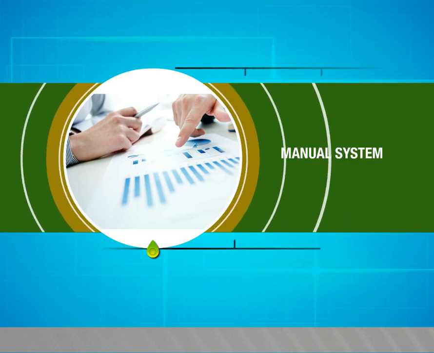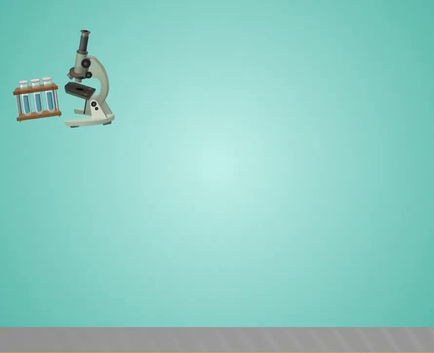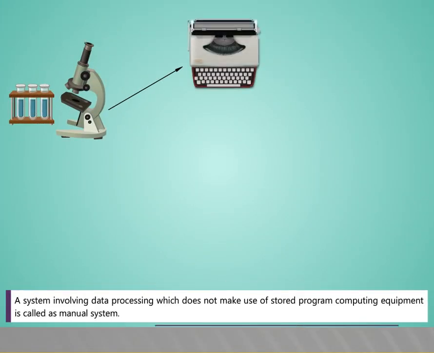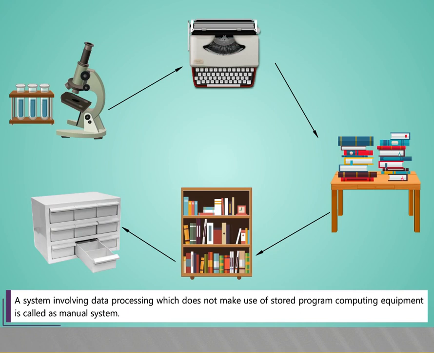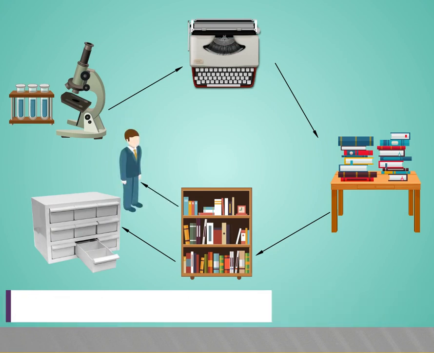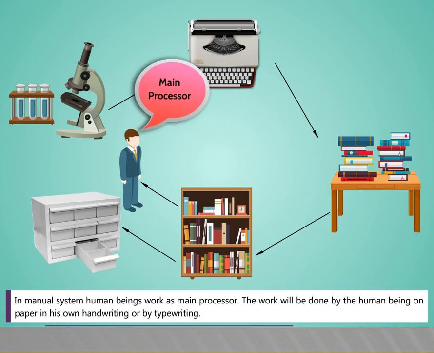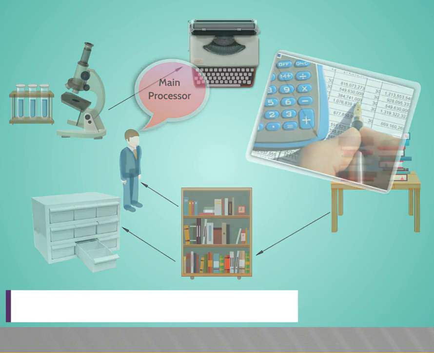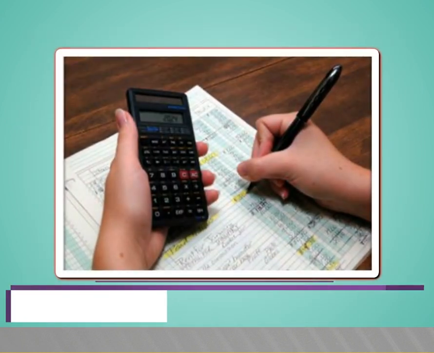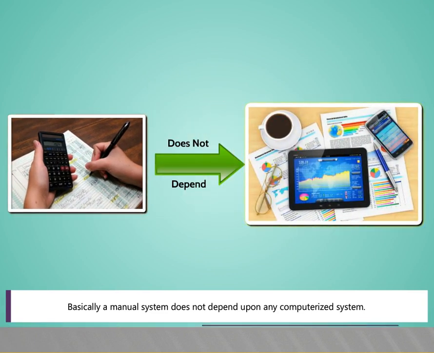Manual system. In this video, we are going to see about manual system. A system involving data processing which does not make use of stored program computing equipment is called a manual system. In manual system, human beings work as the main processor. The work will be done by the human being on paper in his own handwriting or by typewriting. Basically, a manual system does not depend upon any computerized system.